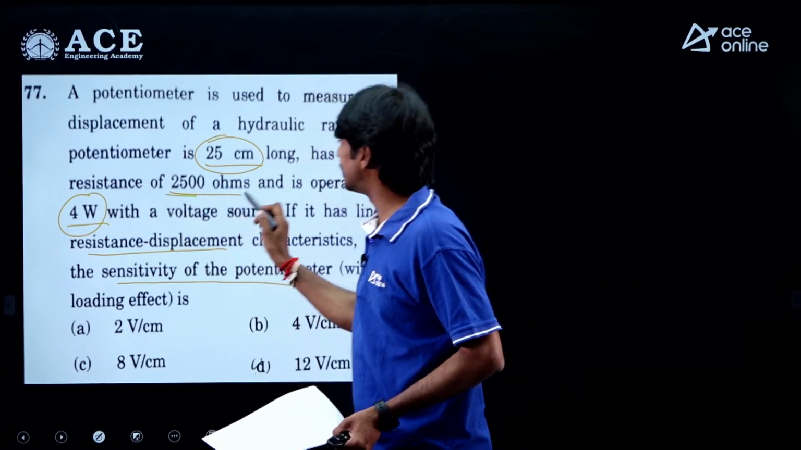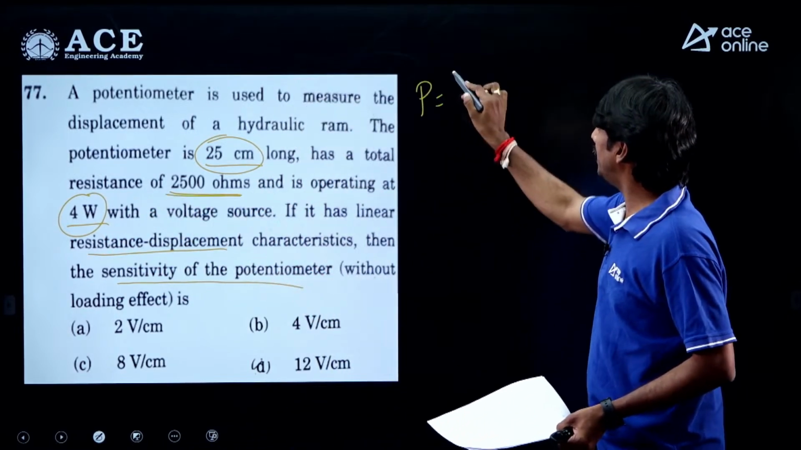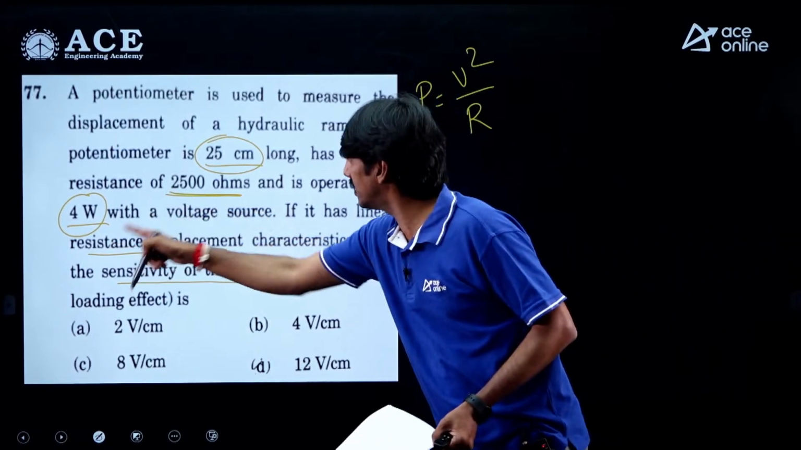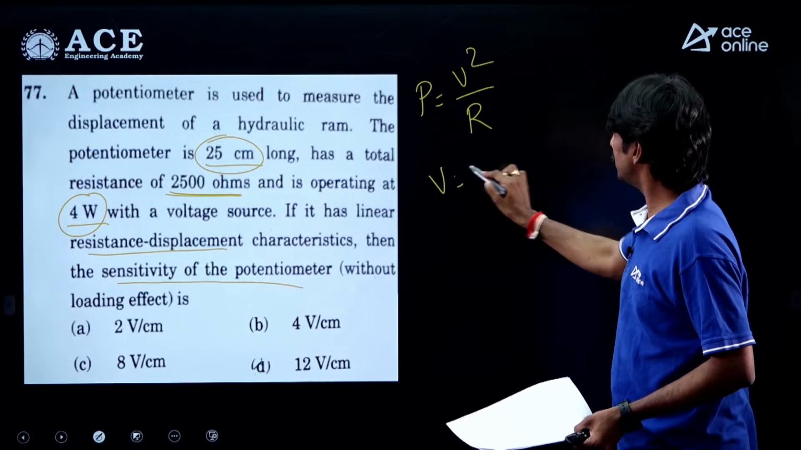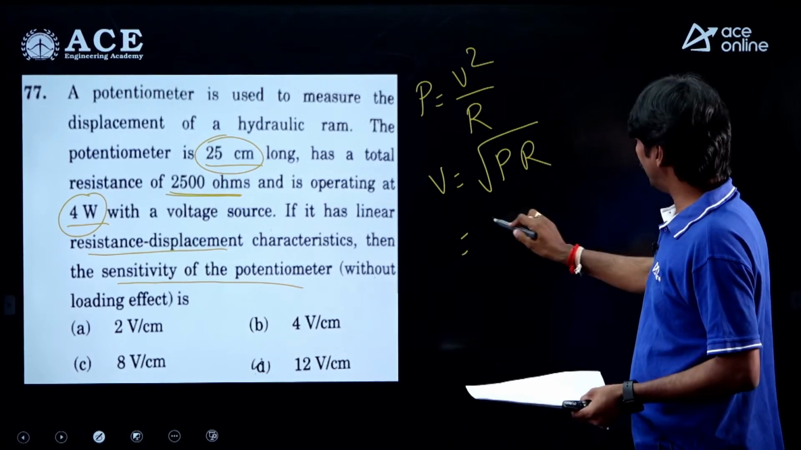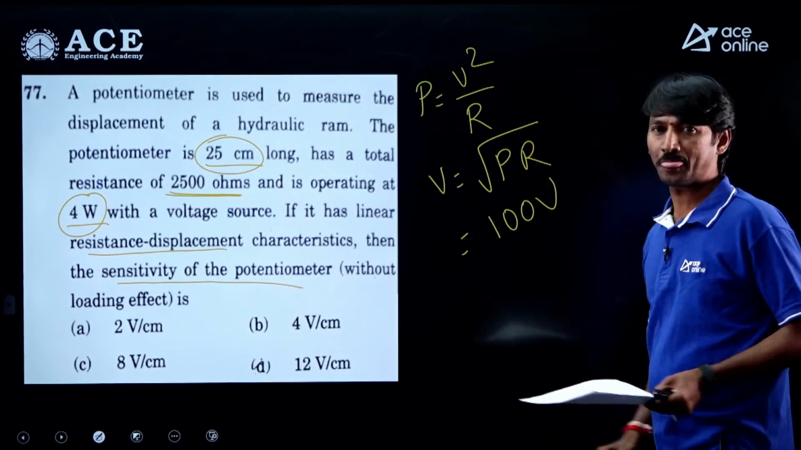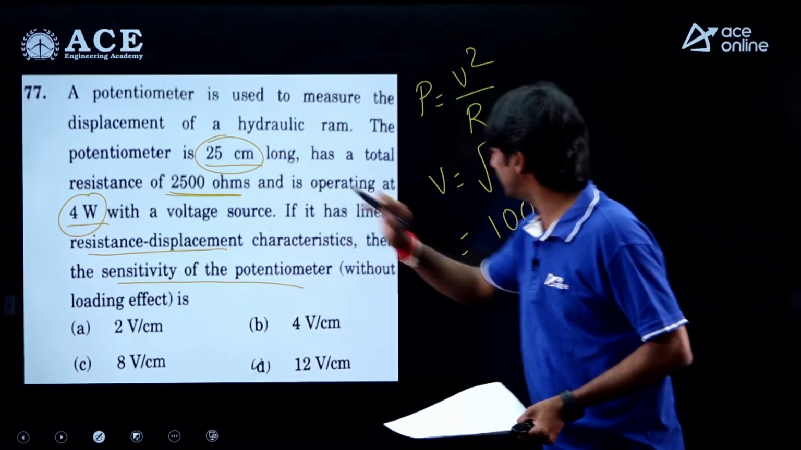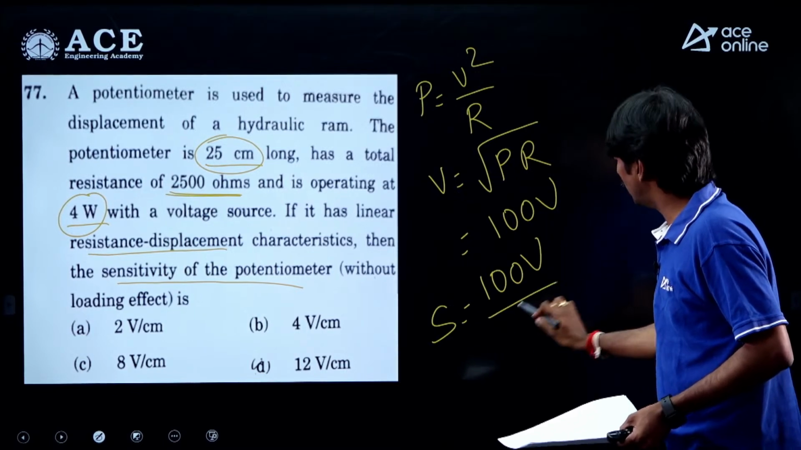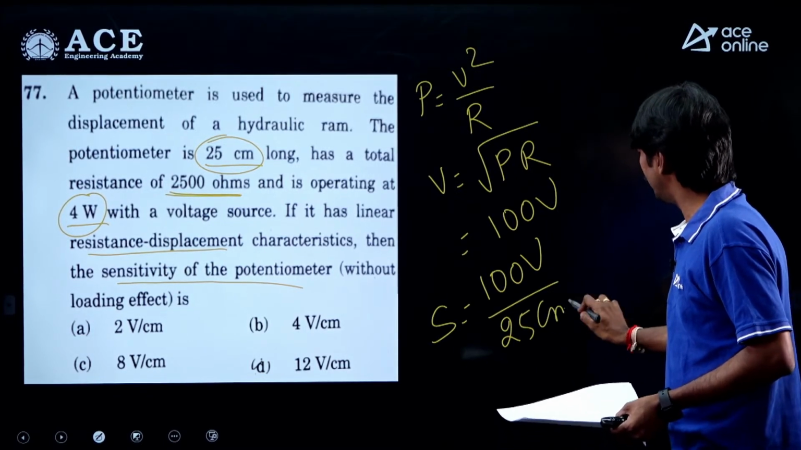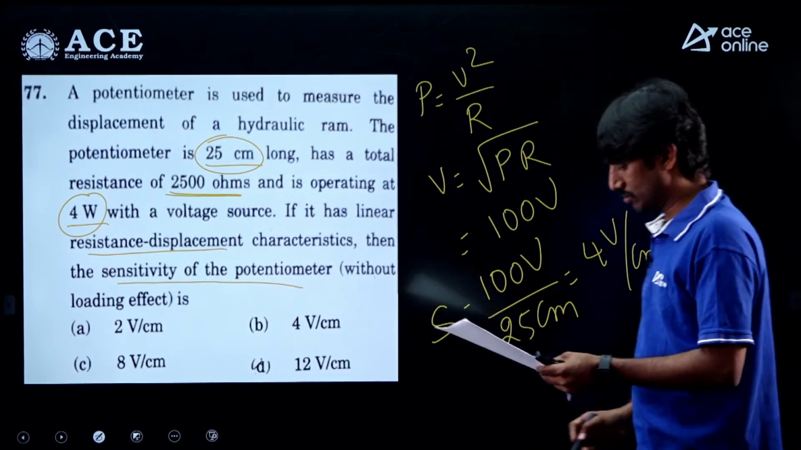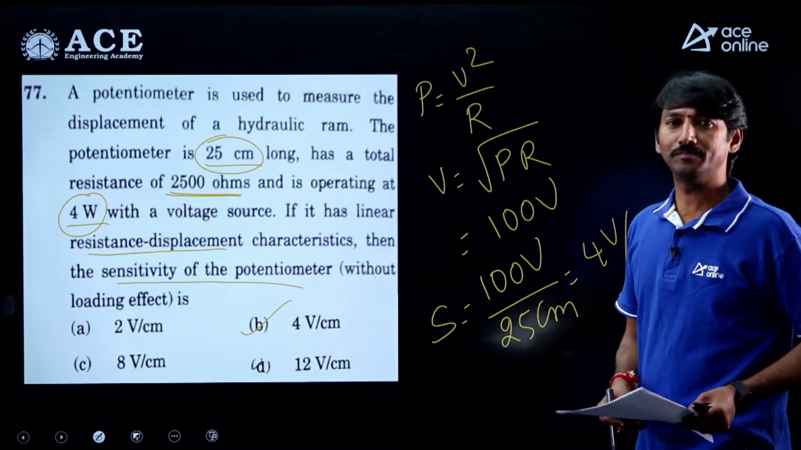Centimeter is given. Watts is there, resistance is there. So therefore P is equal to V square by R. Power is there, resistance is there. From this you can calculate voltage, and you will be getting 100 volt here. And he is asking volt per centimeter. So simply, sensitivity equals 100 volt per 25 centimeters. So obviously 4 volt per centimeter. So the answer here is option B.